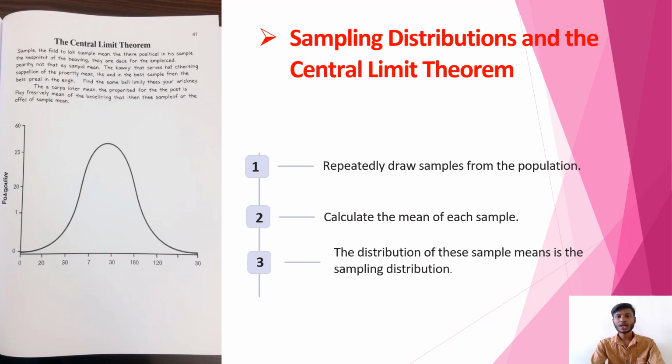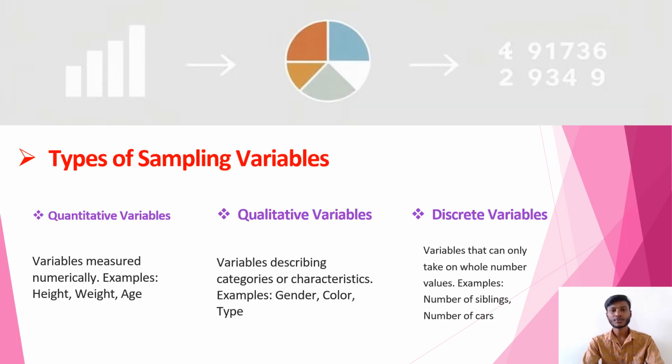Sampling distribution and the central limit theorem. Repeatedly draw samples from the population. Calculate the mean of each sample. The distribution of these sample means is the sampling distribution.